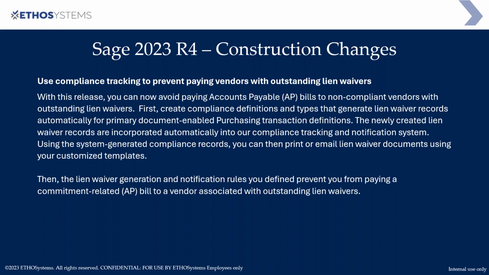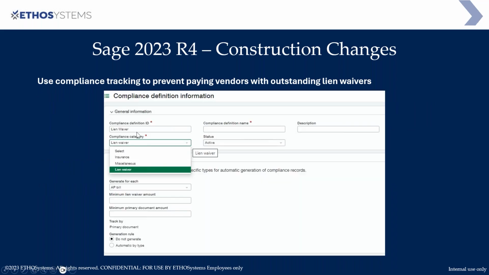But one of the things they needed to add to this with this release is the lien waivers. And so what you're going to have happen now is that, again, they're just starting this little by little with each release here. So under the compliance category, they used to just say insurance or miscellaneous. Now there's a last one called lien waiver. And what you'll be able to do is that this will generate for each AP bill, or you have an option there saying AP payment. And once you choose that, you can put in the minimum lien waiver amount and the minimum primary document amount.